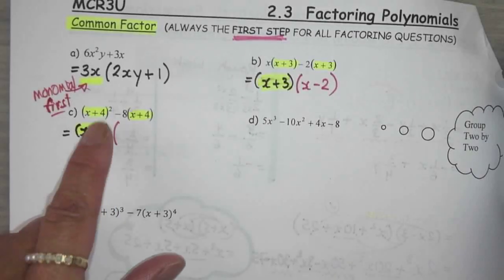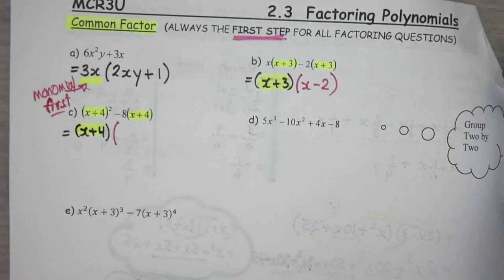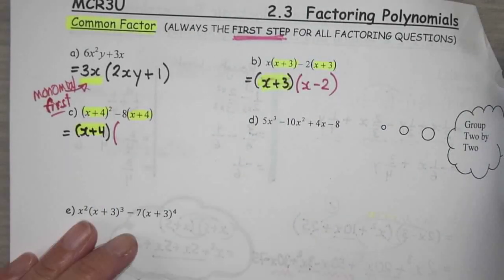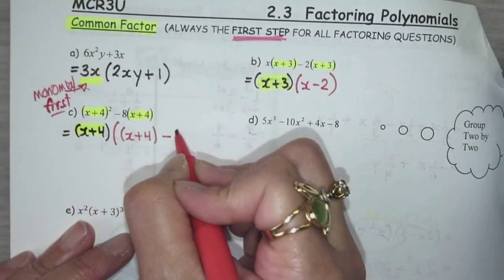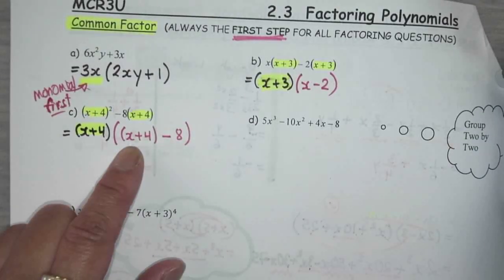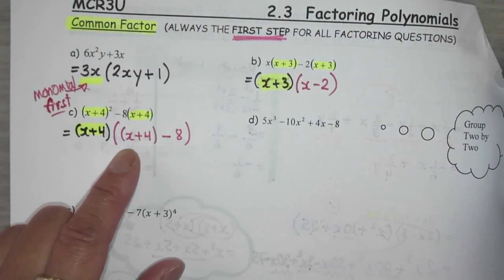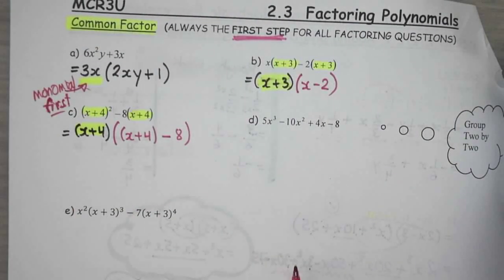What's left over? If I took away one of those from here, what's left over? One of those and the x. Yeah, one of those still. And the minus 8, perfect. Do I need the bracket on that? No, because nothing's happening around it. So then let's fix that up.